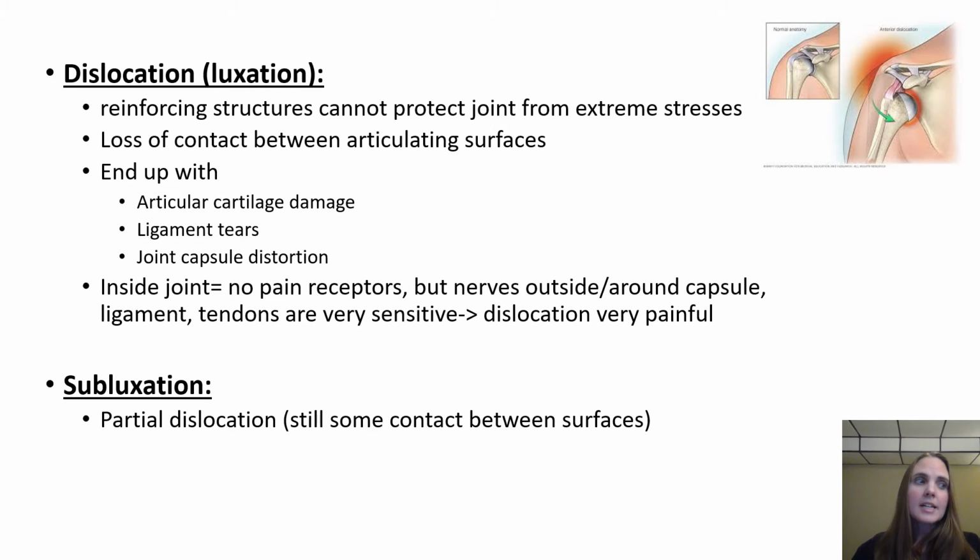Dislocation or luxation occurs when the reinforcing structures around a joint can't protect from the extreme stress a joint is experiencing, and we end up with complete loss of contact between the articulating surfaces. So those bones that are normally in contact with each other are no longer touching. And when this happens, we can end up with damage to that articular cartilage, we can get ligaments that are torn, and the joint capsule itself can get distorted from that stretching.